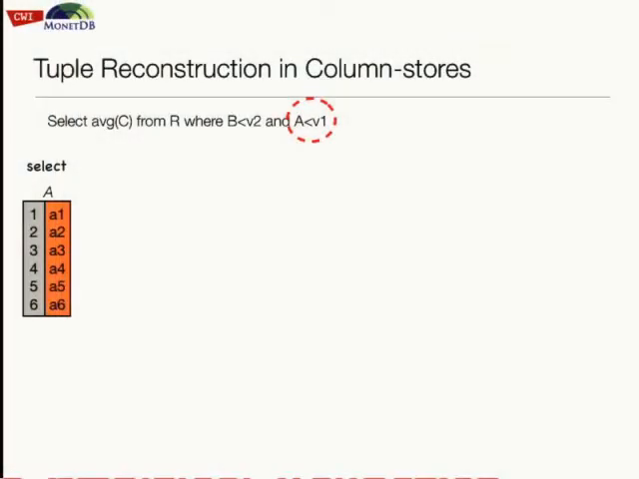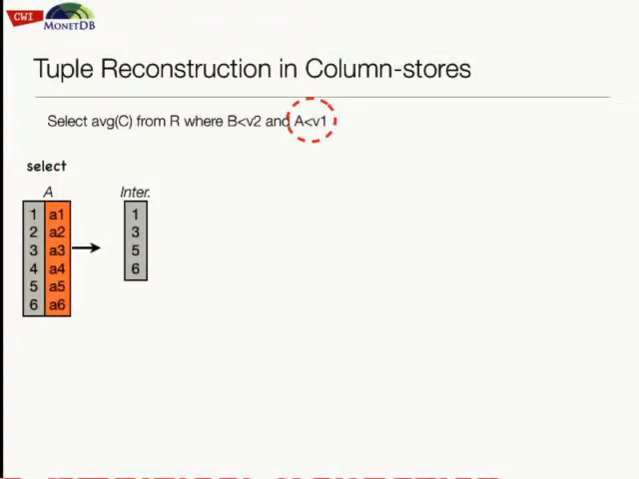So let's do now a simple query. This is a SQL query. We want to select the average of column C, given that we do a selection on attributes B and A. So we have some very simple filtering predicates on B and A, and whatever qualifies, we want to do an average on column C. We start with the first select operator that selects over A. This one will just scan the column and create intermediate results, and these are the row identifiers that qualify the selection.